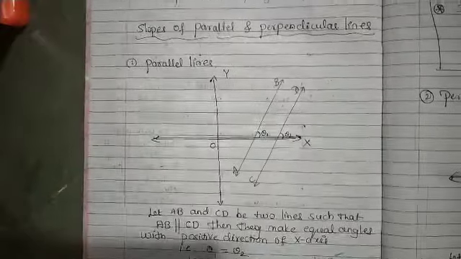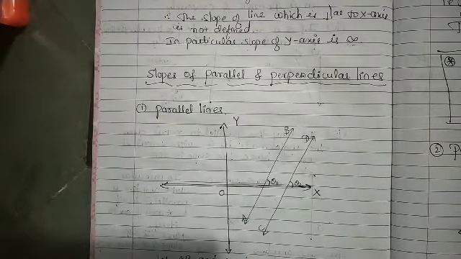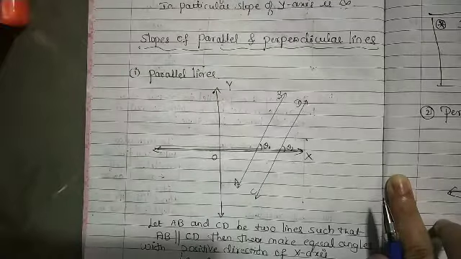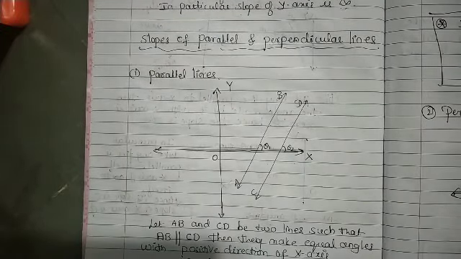Welcome back. Now we are going to discuss slopes of parallel and perpendicular lines. Parallel lines. Let us consider two non-vertical lines AB and CD which are parallel to each other.